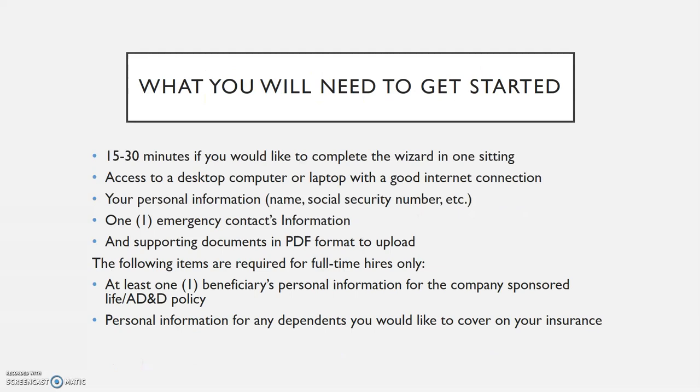You'll need a few things to get started. About 15 to 30 minutes if you'd like to complete the wizard in one sitting. You'll need access to a desktop computer or laptop with a good internet connection. You'll need personal information for at least yourself and one emergency contact. And you'll need supporting documents in PDF format to upload. The following items are required for full-time hires only: at least one beneficiary's personal information for the company-sponsored life AD&D policy that you'll do during orientation when you're actually starting, and personal information for any dependents that you would like to cover on your insurance.